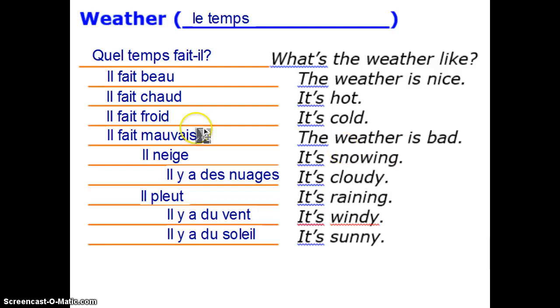Now, if it's snowing, you would say il neige. If it's cloudy, you say there are some clouds. Il y a des nuages. If it's raining, you say il pleut. If it's windy, il y a du vent. Think about the vents on your house or your car, and that might help you remember that air is blowing around when il y a du vent. And finally, if it's sunny, il y a du soleil.